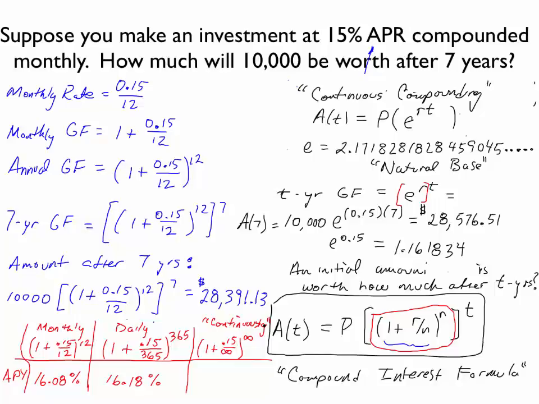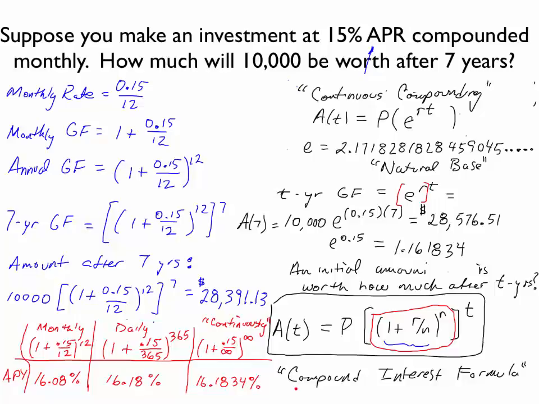So look, compounding continuously means what percent increase? If it's 15% APR, what percent increase is it? 16.81834%. That's the best you're going to do with 15% APR. You can't compound any more than every moment, continuously.